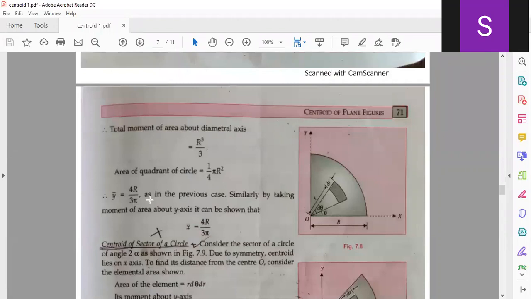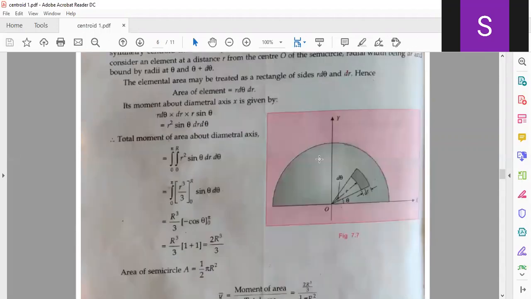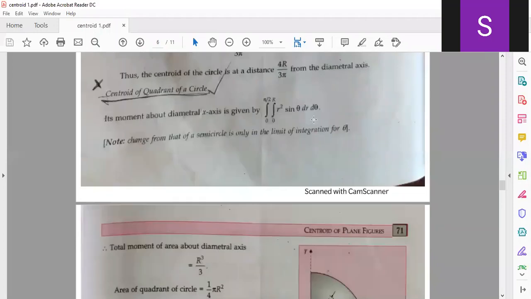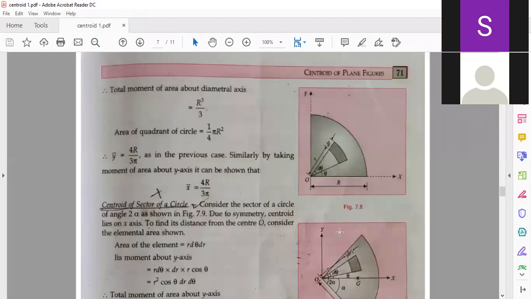That is the only difference: theta goes from 0 to pi by 2, and the other one is 0 to capital R, r squared sine theta dr d theta. Only the limit for theta varies, to 0 to pi by 2. Otherwise it is an exactly similar equation, only the limits are different. In the final equation here also we will get 4r by 3 pi. So from both axes, the centroid of the quadrant is at a distance of 4r by 3 pi.